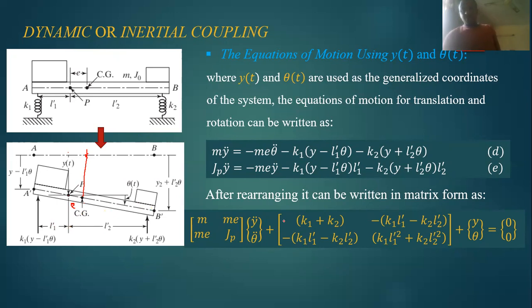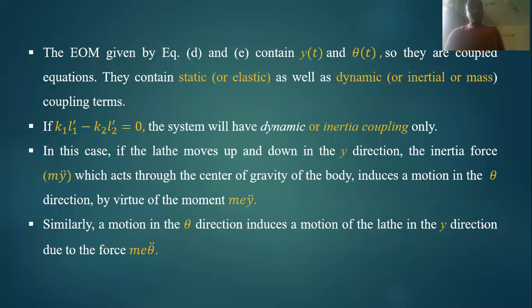So this is the general form of the equation. Here, the stiffness matrix times y and theta, these are the coordinates. The equation given above contains y and theta, so they are coupled equations. They contain both static coupling and dynamic coupling together.